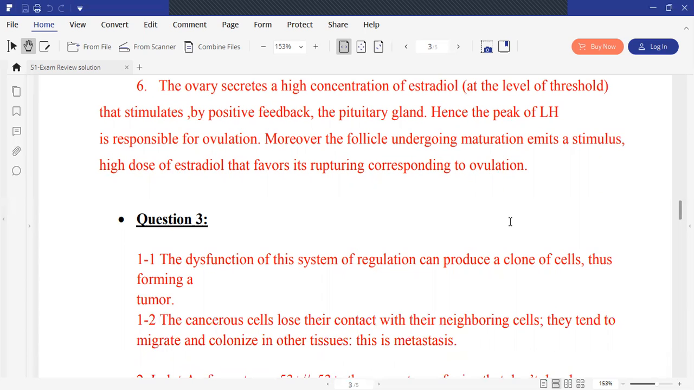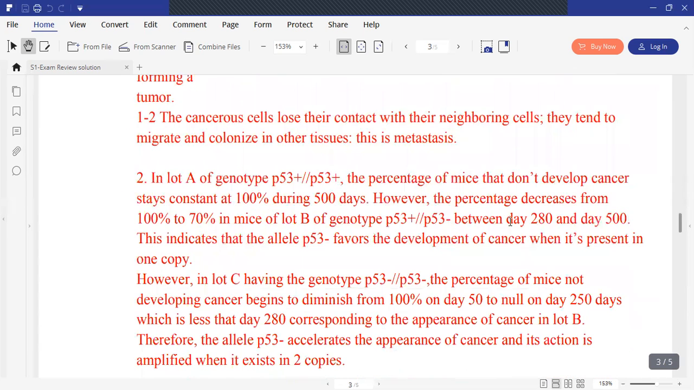Definition of metastasis: whenever the cancer cells lose their contact with the neighboring cells, they tend to migrate and colonize in other tissues. This is what's known as metastasis. In order to better understand the origin of this type of cancer, several studies have been carried out on the gene p53, coding for the protein p53. This protein intervenes in the regulation of the cell divisions.